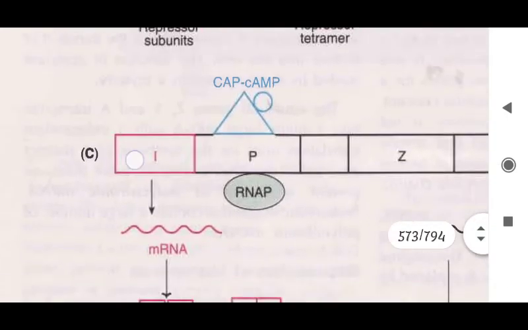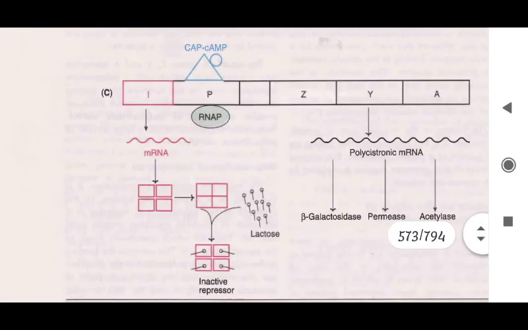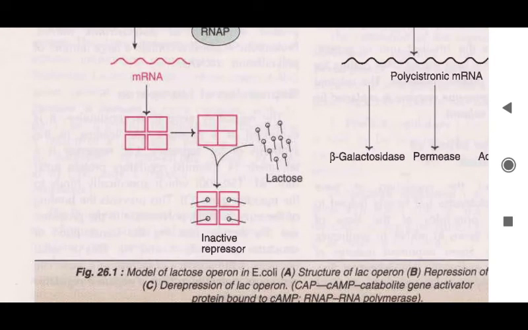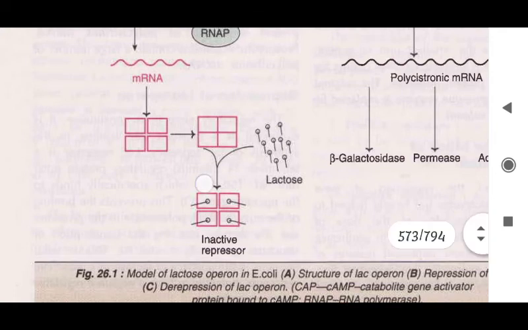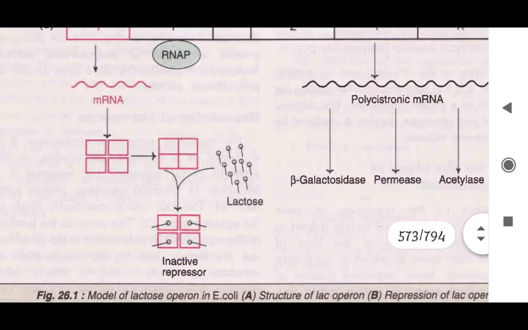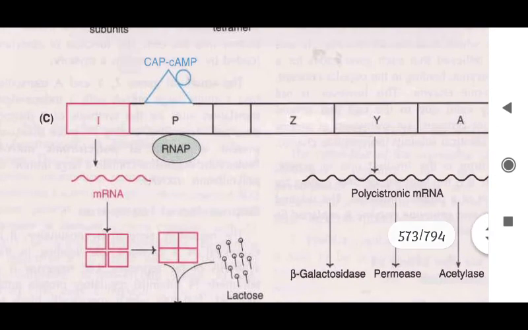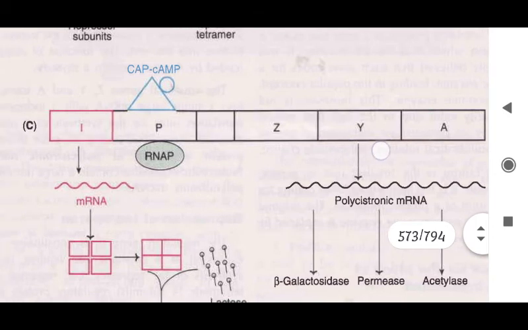So here we can see in the diagram that the repressor has been bound with the lactose. Although lactose does not look like this, for simplicity it has been shown that lactose binds to the repressor and inactivates it. Thereby, the repressor cannot bind to the operator region, making the lactose operon turn on, and the RNA polymerase is able to bind to the promoter and carry out the transcription of lac Z, lac Y and lac A.